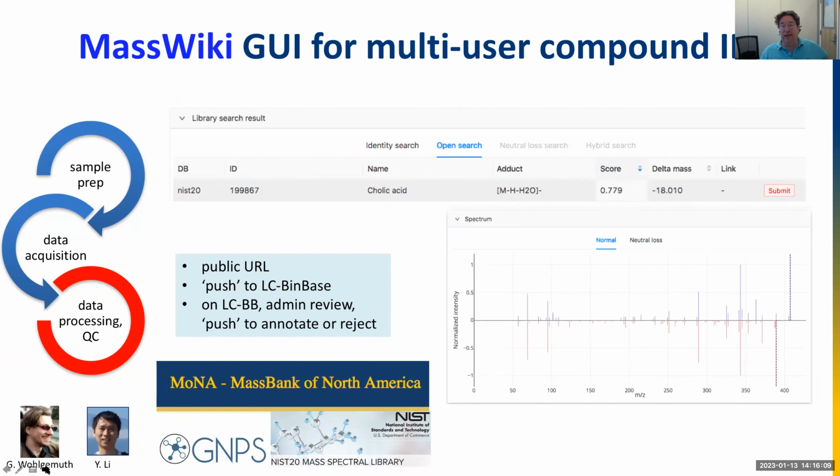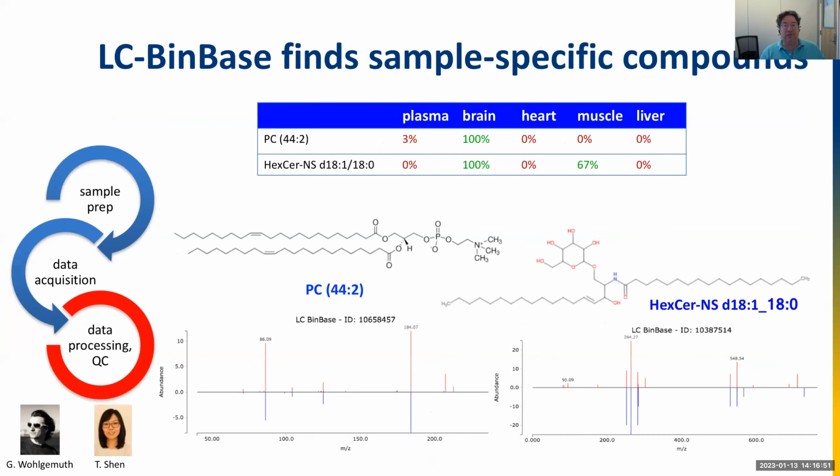Now, it's not only the identity search, but you can also do open search. Open search means that independent of the precursor ion, you might have a really good MSMS match. And then we see here, again, for cholic acid, a very good entropy score and the delta mass -18, which is, of course, corresponding to a water loss. We also have neutral loss and hybrid searches. Hybrid searches, similarly as they have been implemented in the NIST-MS software, and neutral loss searches that enable you to systematically look for neutral losses. So all this is on MassWiki, and basically the front end for LC-Binbase.